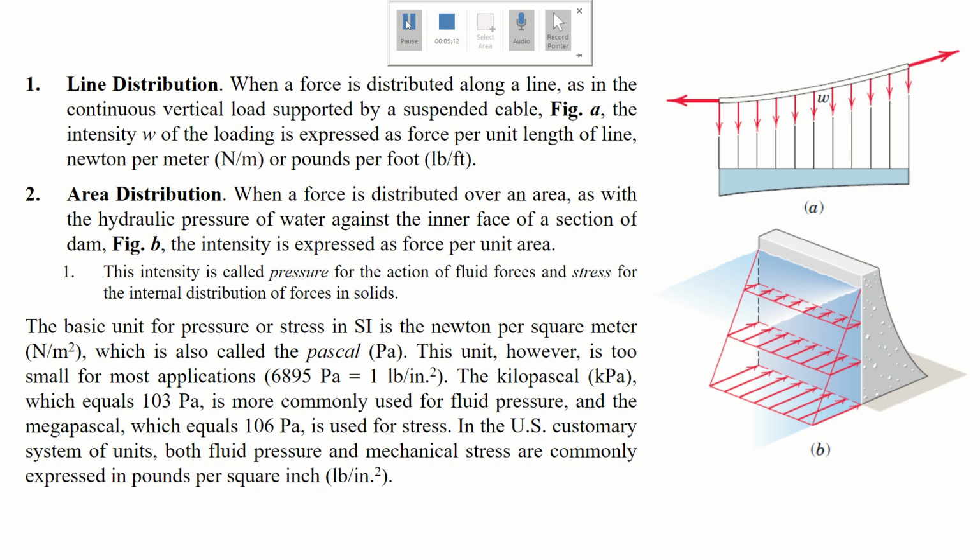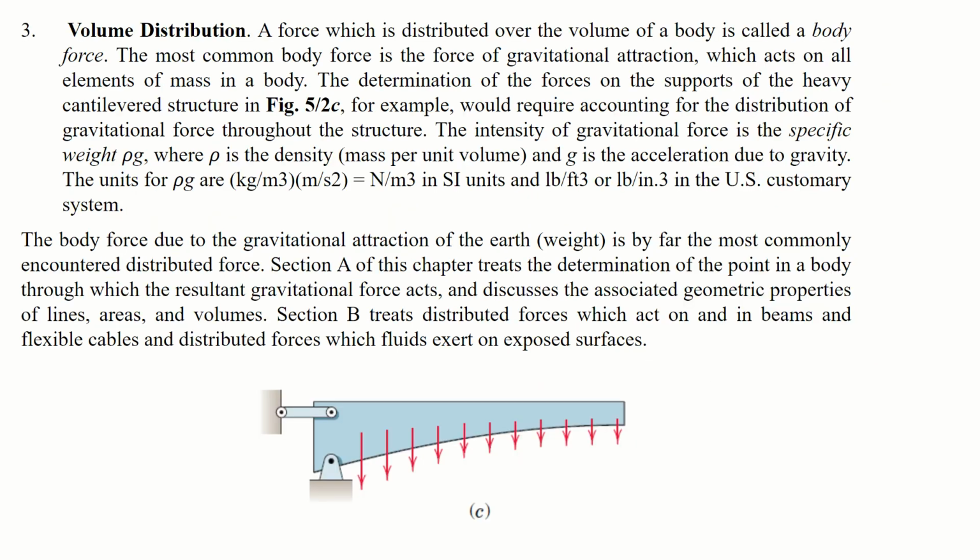Now, the third type of load distribution is the volume distribution. A force which is distributed over a volume of a body is called body force. Now, the most common body force is the force of gravitational attraction, which acts on all elements of mass in a body.